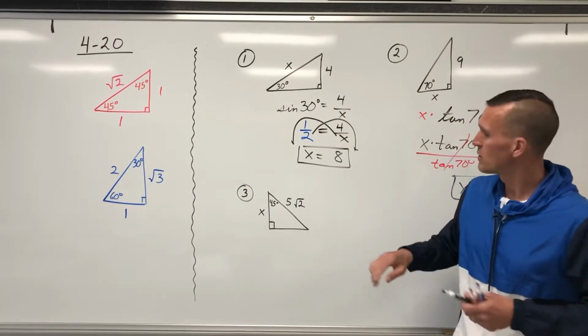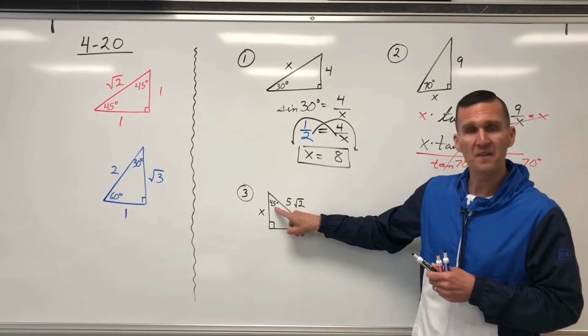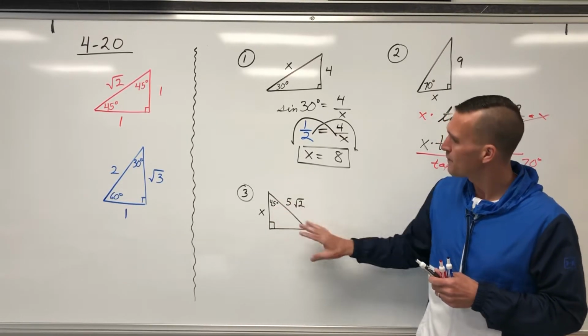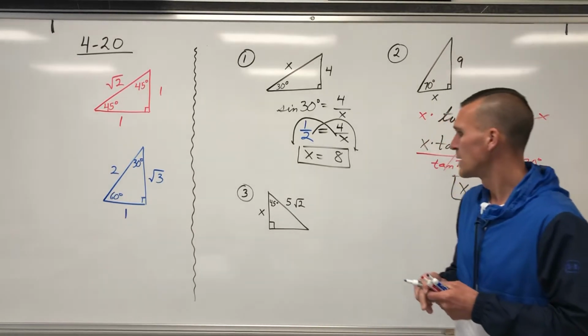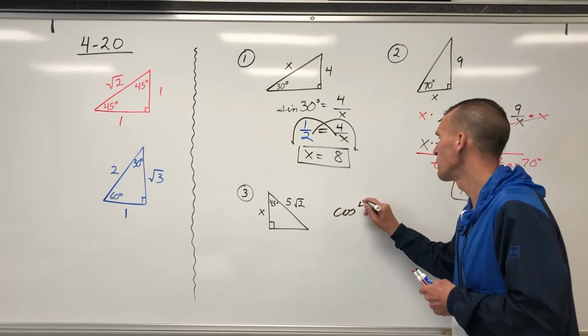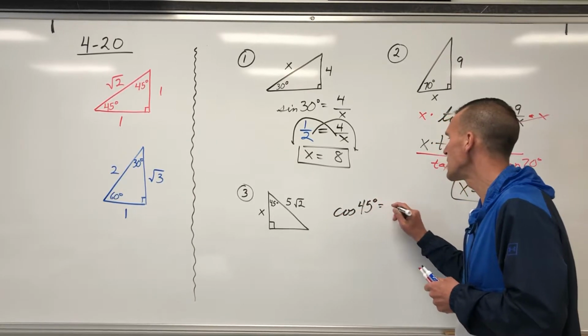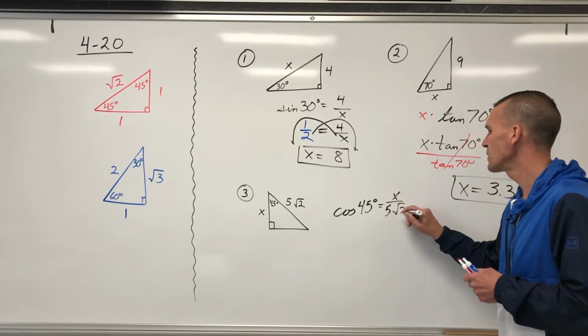All right, your final example for the day in notes, and remember you will have homework to do, but I'll show that to you on the video in just a second, is we're going to do a 45-degree angle here. Think about what trig function you would set up, press pause, and did you come up with cosine of 45 degrees is equal to x over 5 rad 2.